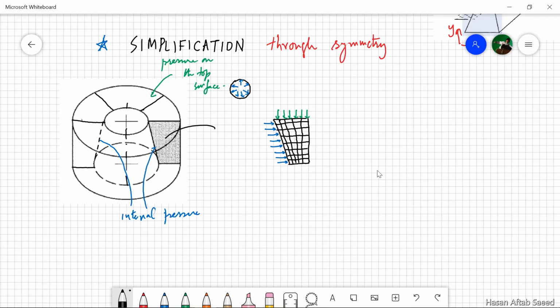Now this kind of symmetry, because this is a plane which, if we revolve 360 degrees around this axis, we get this solid body. So this sort of symmetry is called, aptly, axial symmetry. It's also called axisymmetry, same thing. Now this is so common that all finite element packages have a special element for these problems.